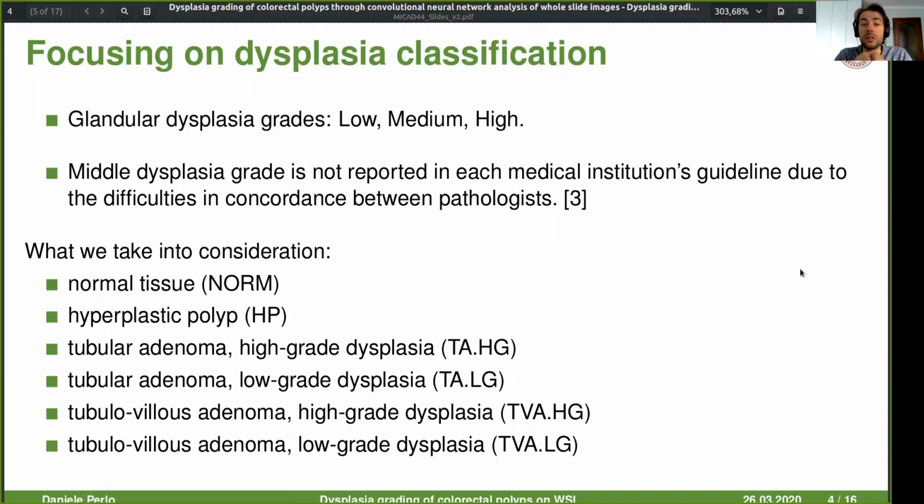In this work, we take in consideration different types of tissue. Besides the normal tissue, we have the hyperplastic polyp and tubular adenomas with high grade and low grade dysplasia.